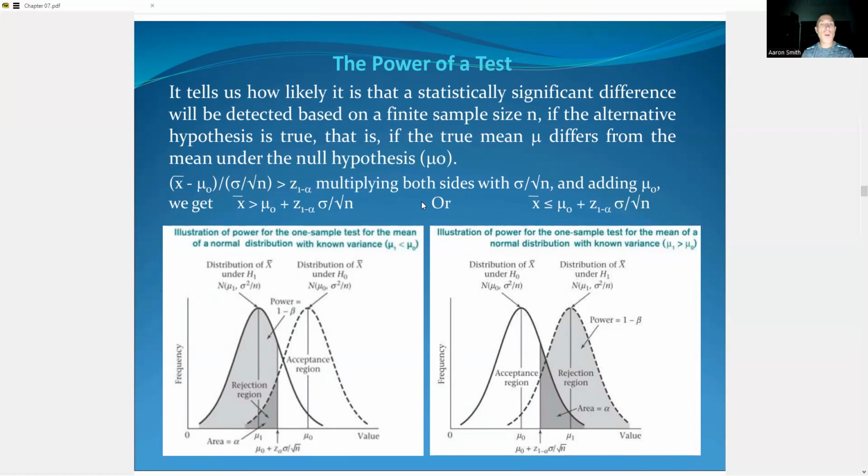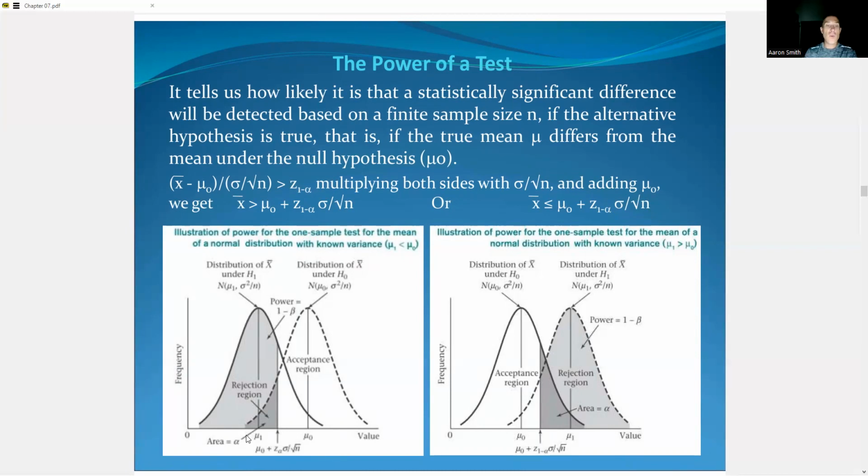So now here we have an illustration of the power of a one sample test for the mean of a normal distribution with known variance. Okay, so what we're trying to do is understand what would happen if, in fact, the true value of the expected value of the distribution is mu sub 1. All right, so I'm testing the hypothesis that mu sub 0 is equal to the true population average, but in fact, in reality, the population average is equal to mu 1.